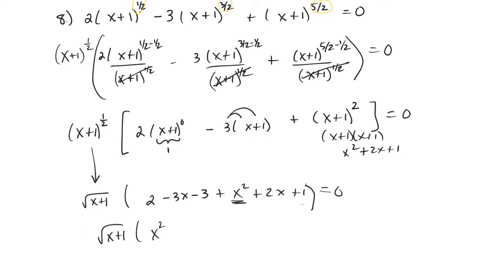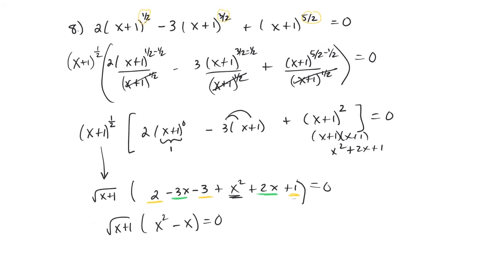Now I'm going to look for any x's that I might have. A negative 3x minus 2x would give me minus x. And now let's collect up all our numbers. 2 minus 3, that's minus 1, plus 1, that just adds up to 0. So my numbers add up to 0. This looks way better already.